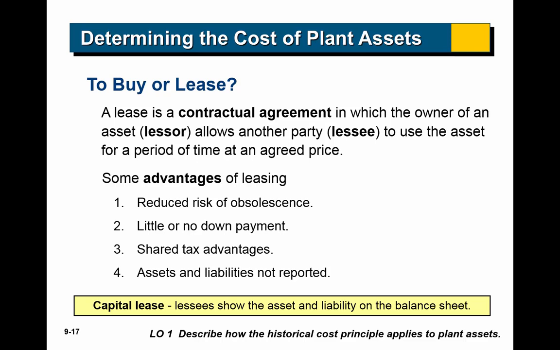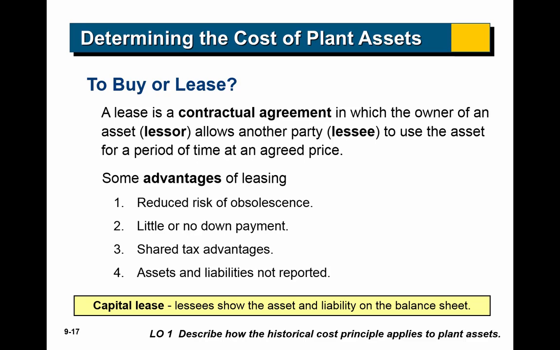All right. We also have something called a lease. A lease is where you pay a fee to use an asset. Right? Many of us don't buy homes. We lease apartments. So a lease is a contractual agreement. The owner of the asset is called the lessor, and they allow another party, the lessee, to use the asset for a period of time.